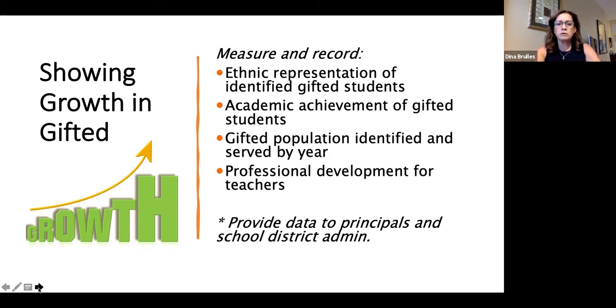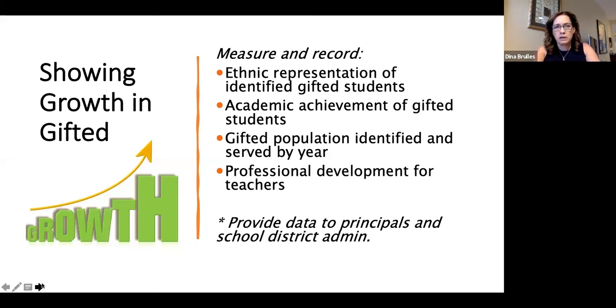We also want to make sure that we're looking at the academic achievement of gifted students so that we can better support the teachers and the professional development that we provide to them, so that they can help those gifted children achieve in academics at a more advanced pace because they have that potential. We also want to measure the gifted population that's identified and served each year. And this gives impetus to using those building norms and universal testing, because if we look at that data, sometimes we'll see we're identifying boys more than girls, which is not uncommon, or kids in grades 4 or higher, which is also not uncommon.